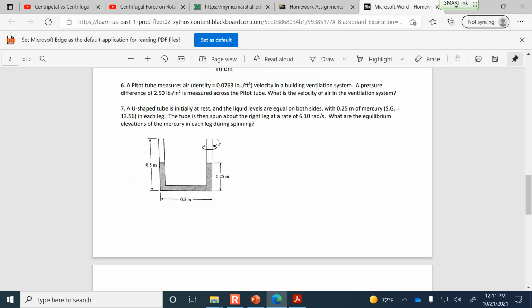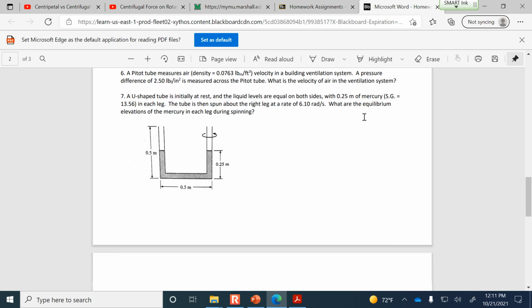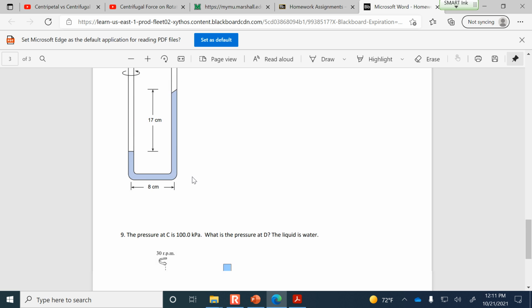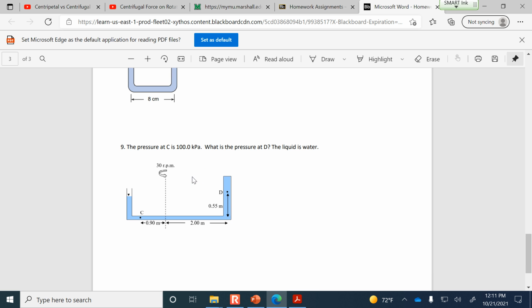In this one, you want to find the equilibrium elevation, so similar to what we've just done. And then here's one where we're asking you to find the rotational rate that will cause this deflection. And notice it's asking for the rotational rate in revolutions per minute. So when you solve for it in radians per second, then you'll have to convert to rotations per minute. And then this one, it's open on one side but enclosed on the other.